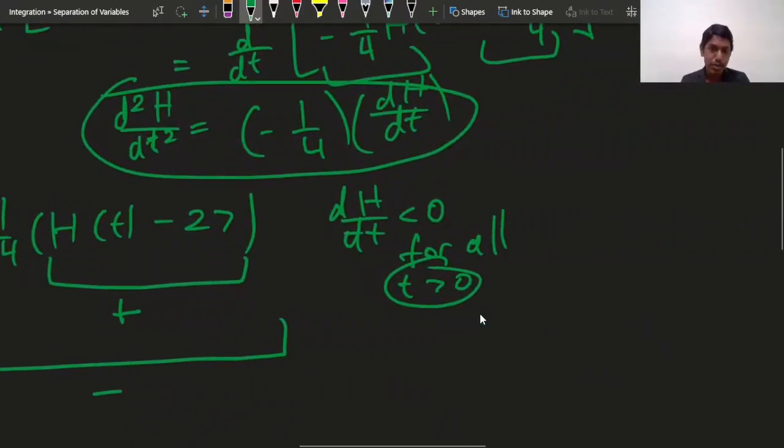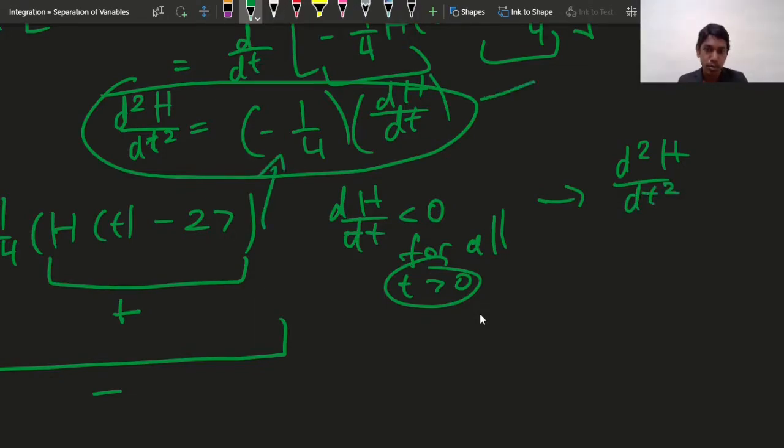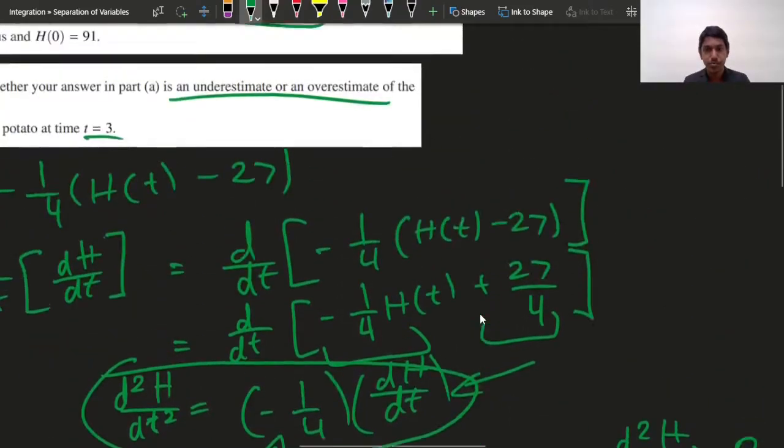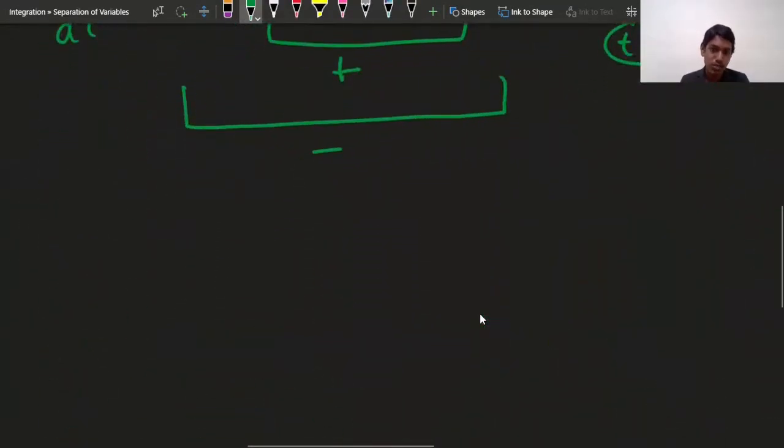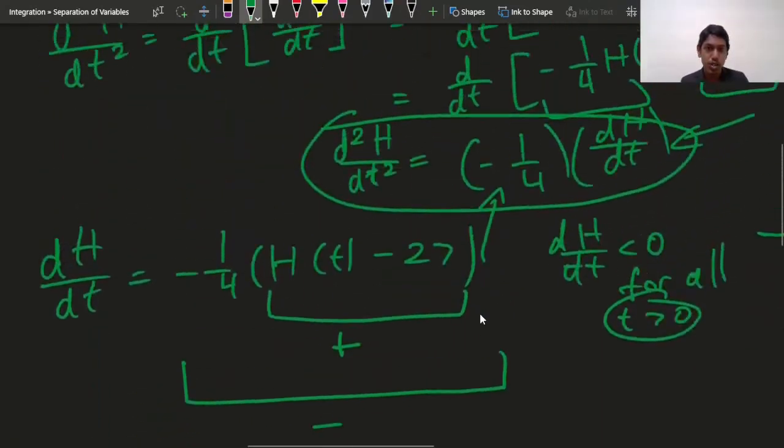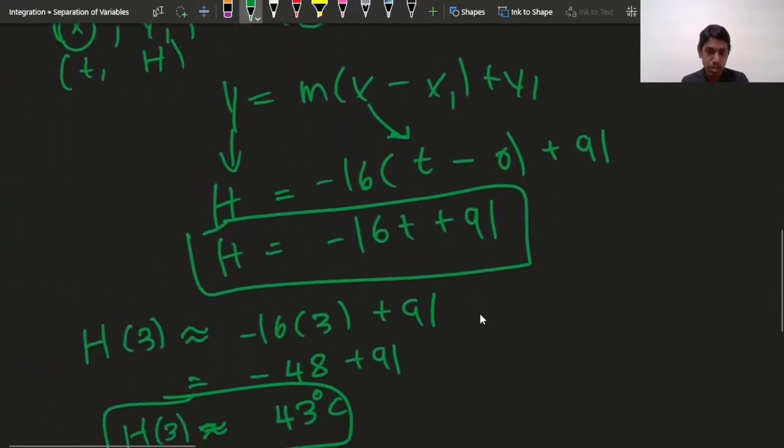So, okay, but then what does that mean for the second derivative? Because we want the second derivative, right? Well, you've got a negative number multiplied by an always negative number, so you're going to get an always positive number for all t greater than 0. Okay, great. So we know that the second derivative is always positive, which means it's going to be concave up from 0 to 3. So what was our approximation here?